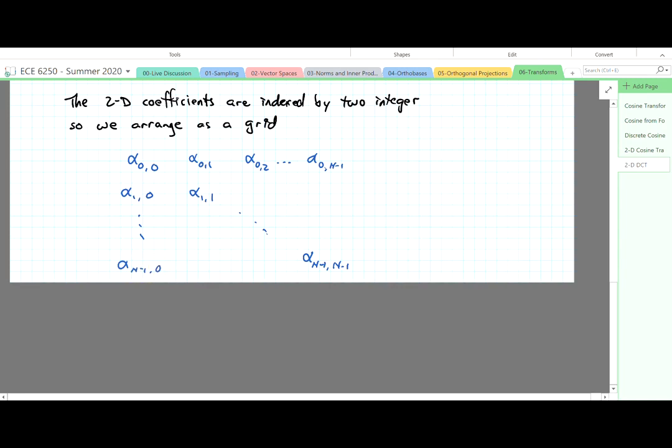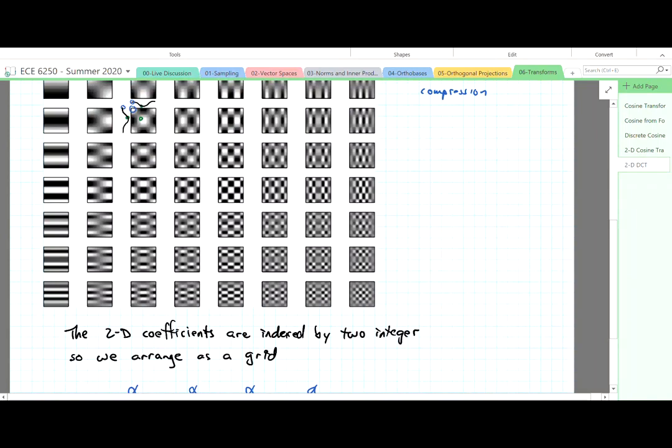So that's our 2D DCT. Next lecture we're going to take a little bit of a detour from the theory, and we're going to talk about JPEG compression.